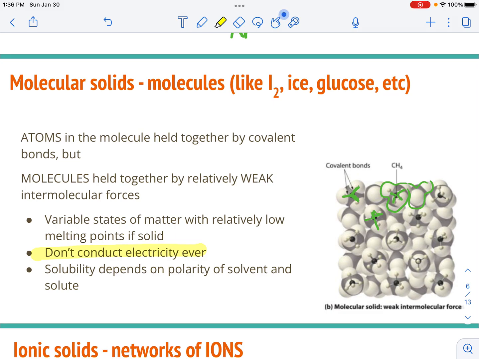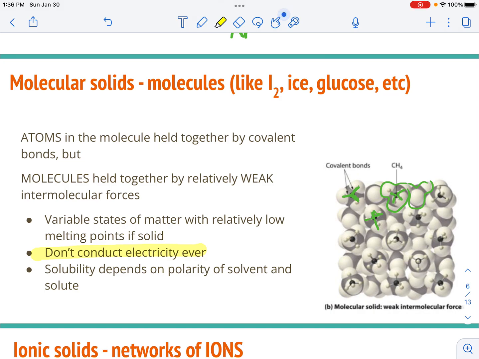So most of our molecular solids do not ever conduct electricity, and a few of them might be very slightly electrolytic, or be slightly small, weak electrolytes, but that is rare. So we typically talk about that as a non-conductor.